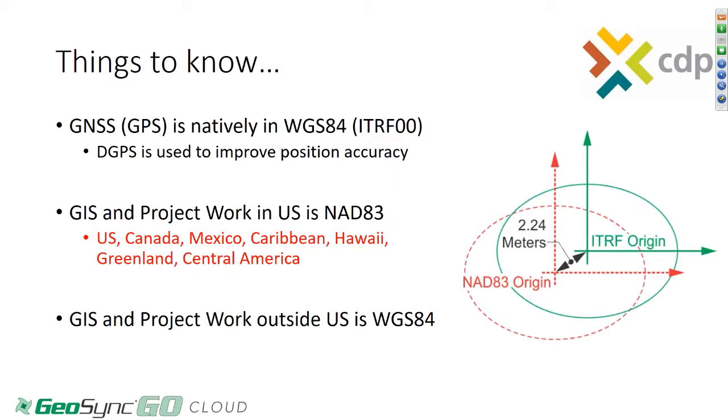really useful to us in mapping, because the autonomous position, or the native position, is maybe 10 to 20 feet, and we often want to be able to get positions that are sub-meter, so we have to use DGPS to improve that position.